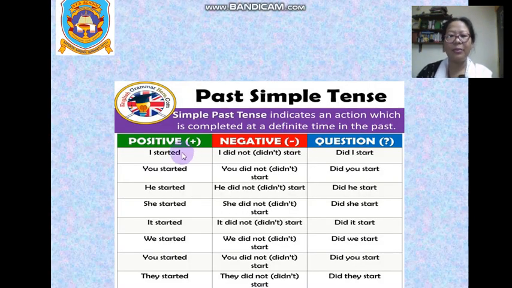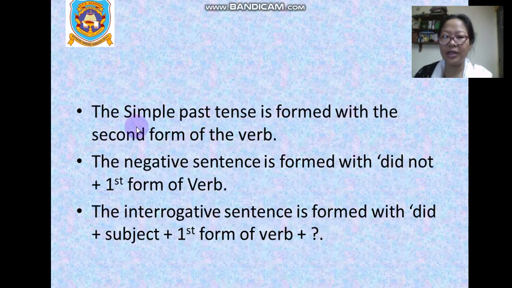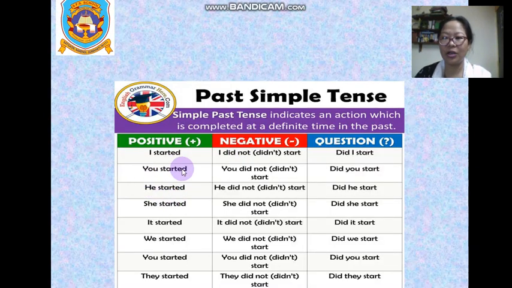Look at this: positive sentence, negative sentence, and this is question sentence. I started. Okay, this is a positive sentence. What did we learn? The past is formed with the second form of verb. This is the second form of verb. I started, or I ate, I slept. This is a positive sentence. You started, he started, she started.